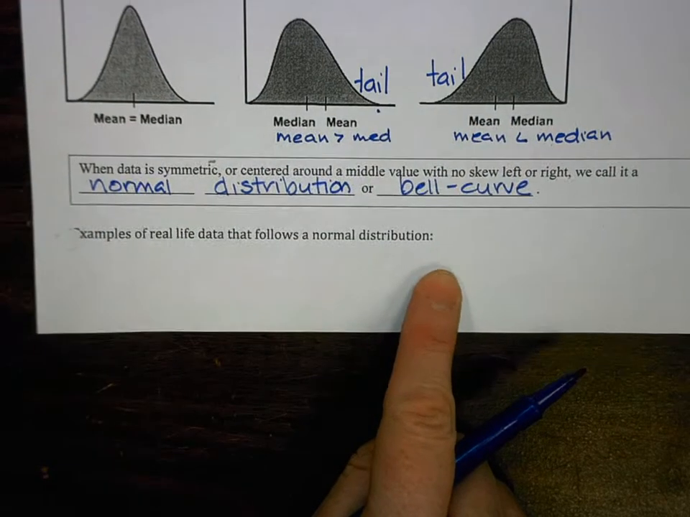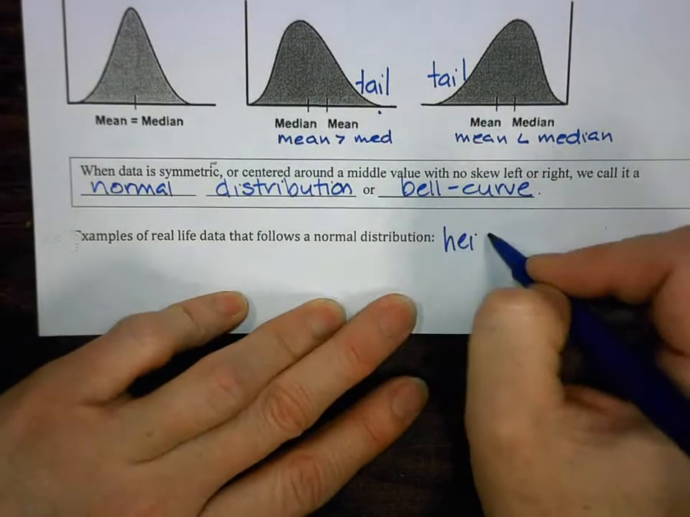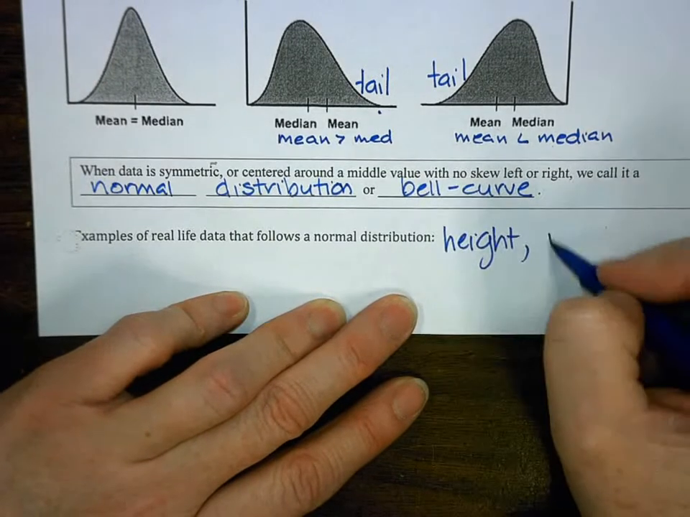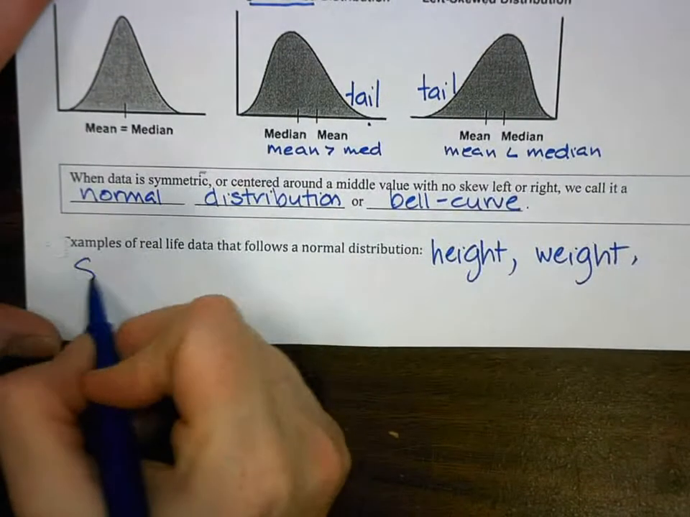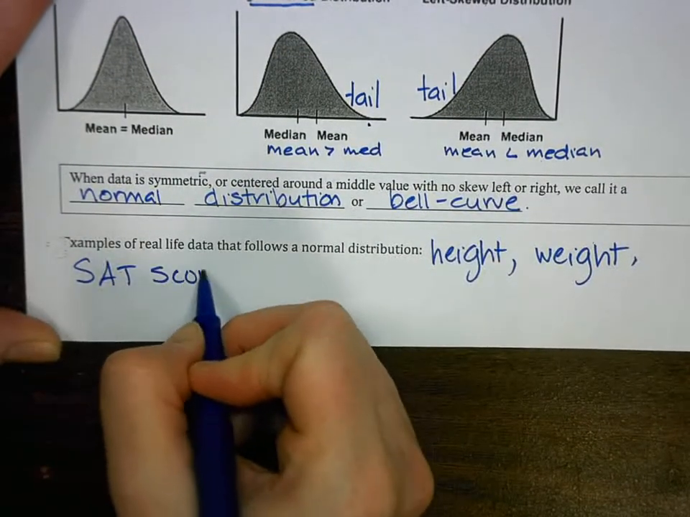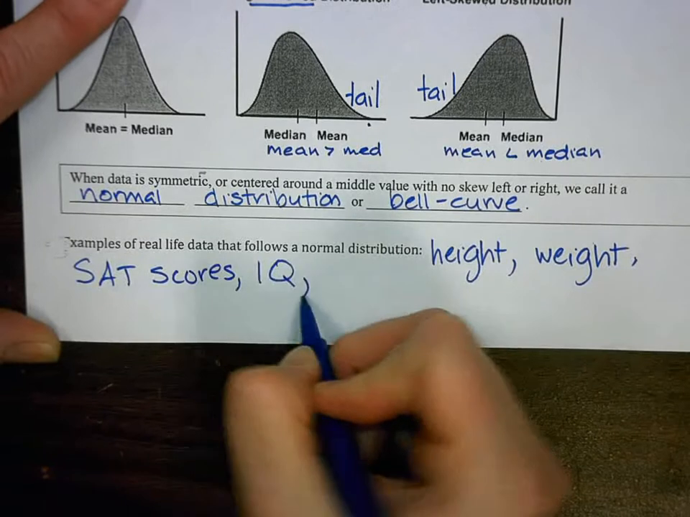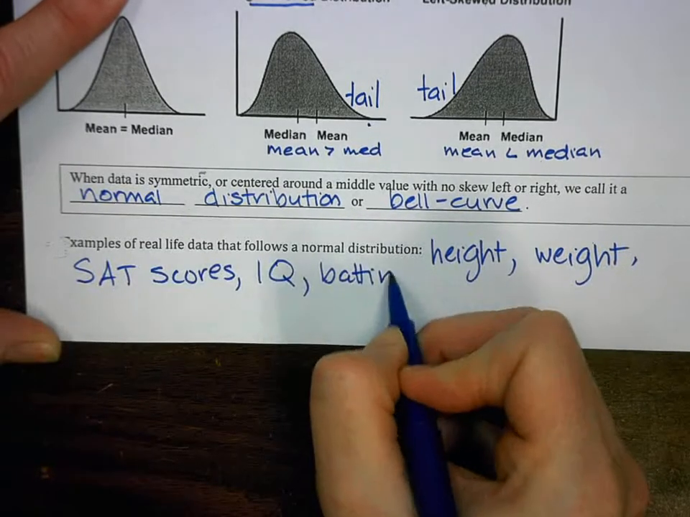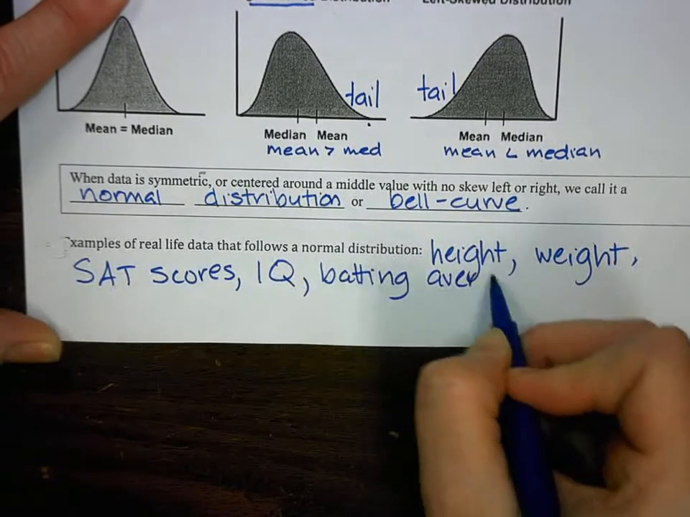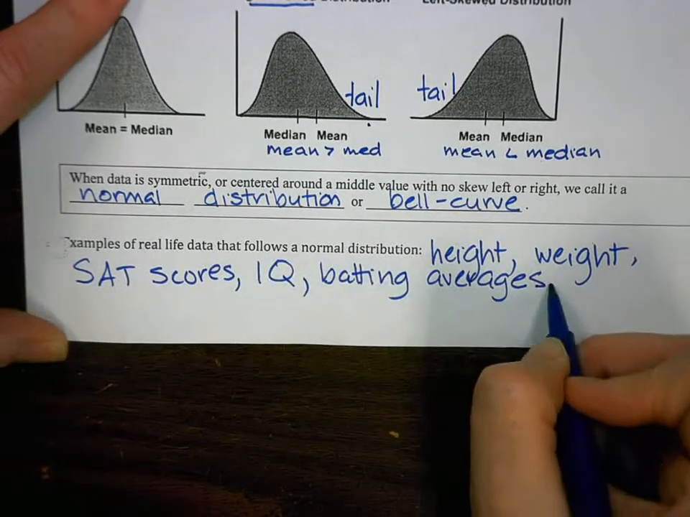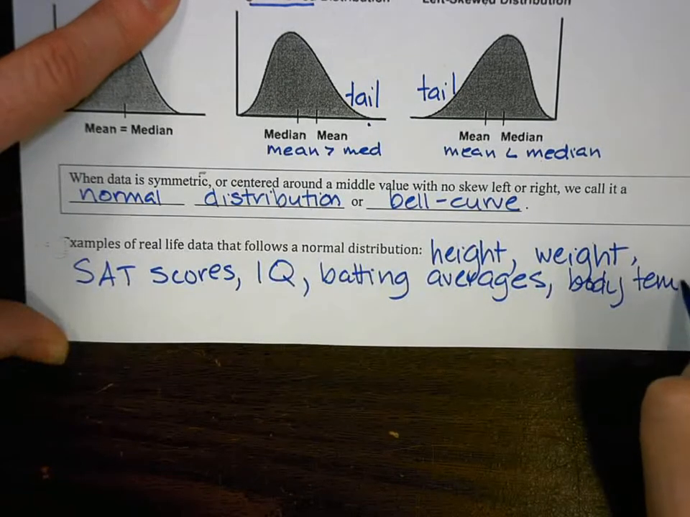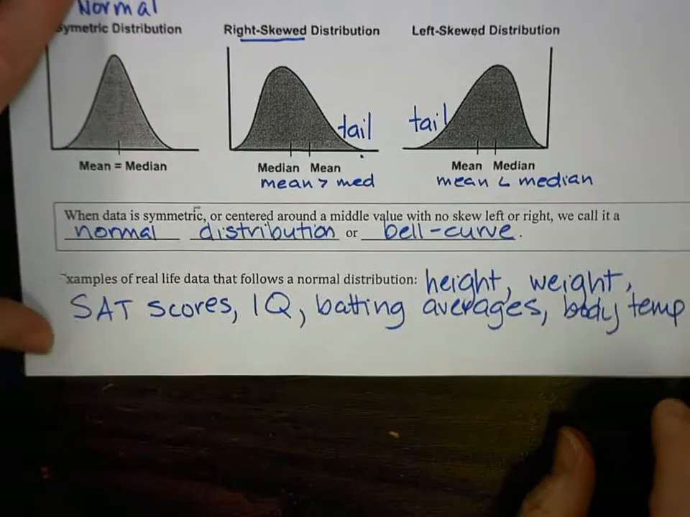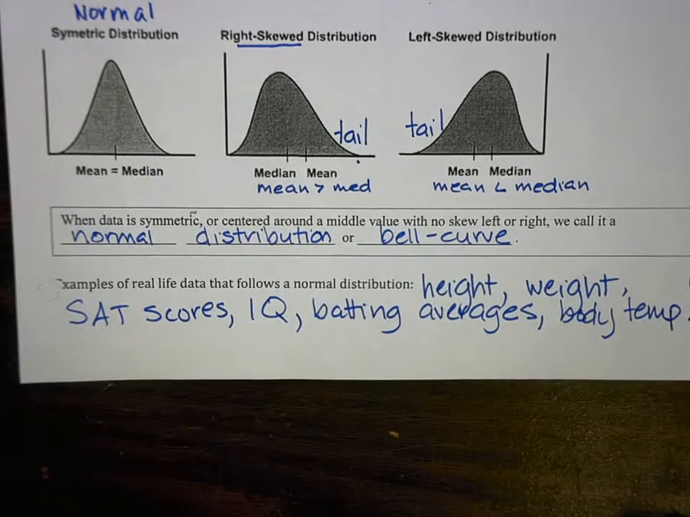Some examples of real life data that follow this curve and not these curves are height, the height of men and women, weight, SAT scores, IQ, batting averages. There's lots of them, but this is just a few. We'll be working with these as examples of the normal model. Body temperatures, one more. Okay, so there we go, some examples, and we will be working with this in class tomorrow.